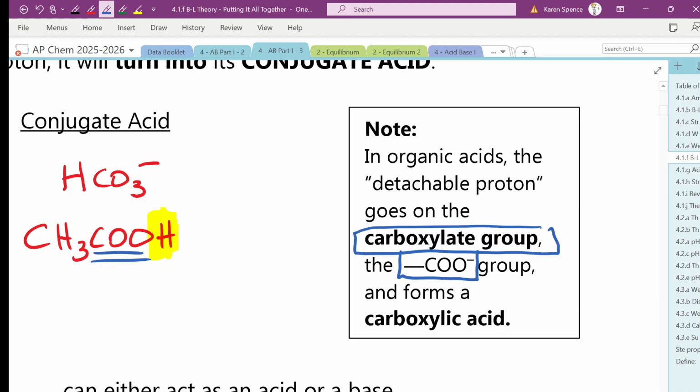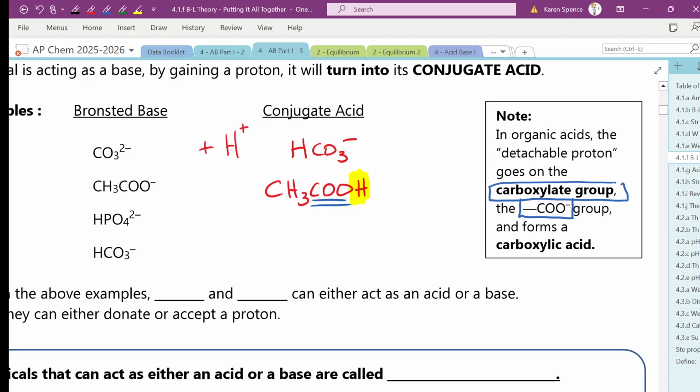Do you need to really know these terms? No, not particularly. AP does not get too excited about organic chemistry at all. If they do say something about it, they will give you all the information that you need. Okay? But good to know.